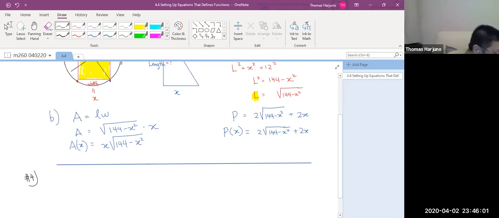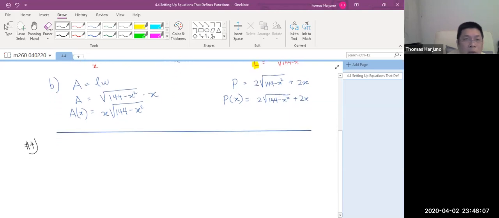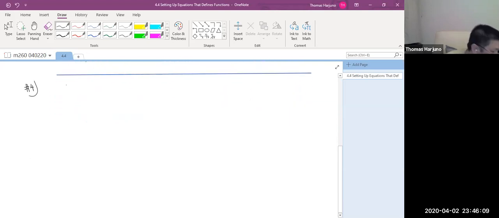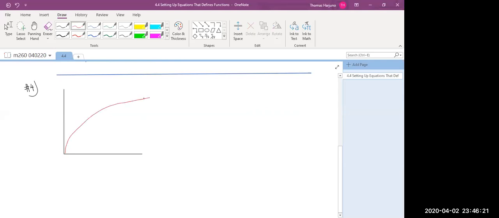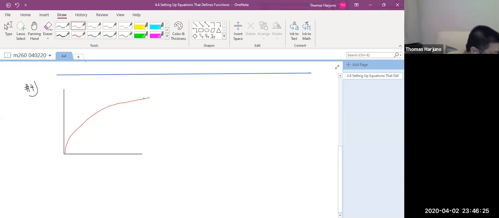Okay, number 4. We have a picture there. Let me scroll this down so that I have enough space for number 4. Number 4, I have a coordinate system. And then I have a curve. Let's say it looks like this. Which page is it? This is number 4. What page? Section 4.4.